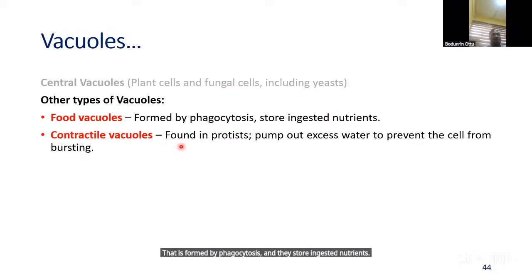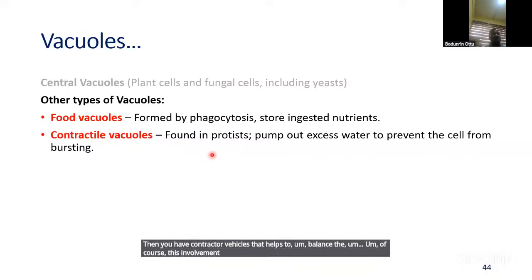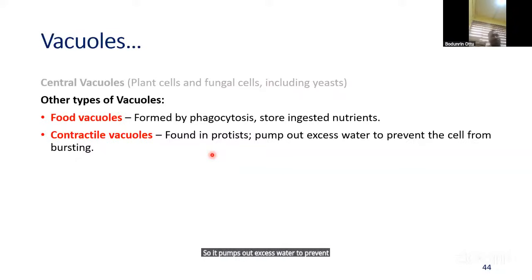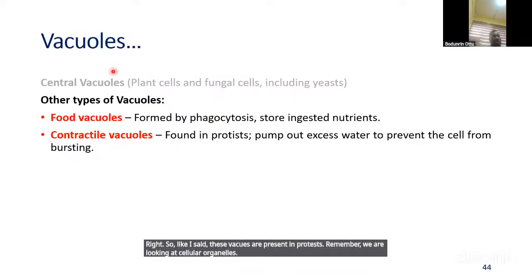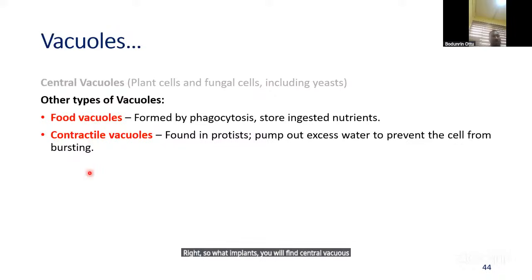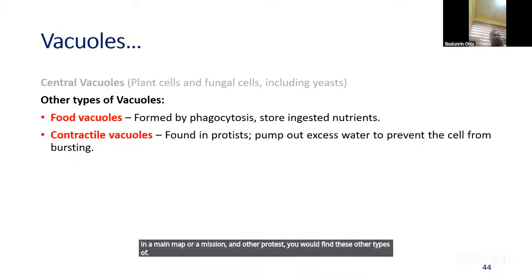Then you have contractile vacuoles that help to balance the water. It's involved in cellular homeostasis, so you want a balance. You don't want too much water. So it pumps out excess water to prevent the cell from bursting, which has to do with osmoregulation, right? So like I said, these vacuoles are present in protists. Remember, we're looking at cellular organelles, right? In plants, you would find central vacuoles. Please note in amoeba, paramecium, and other protists, you would find these other types of vacuoles.